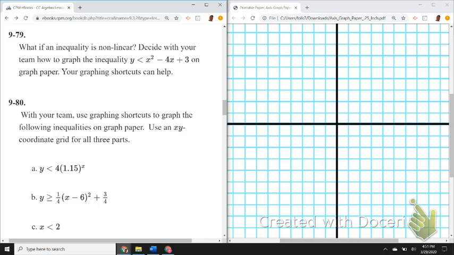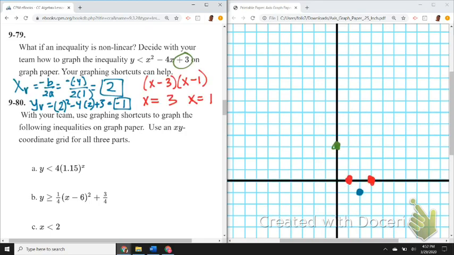9-79 says, what if this inequality is not linear, non-linear? Decide with your team how to graph the inequality on your graph paper. So your graphing shortcuts can help. All right, go ahead and pause this. When you draw the graph, it's going to be a parabola, obviously, because this is a quadratic. When you draw your graph, again, you're going to ask yourself, is this going to be a dashed parabola? And then which side of the parabola should we shade? Okay, go ahead and take a couple minutes to see what you guys come up with. Okay guys, so welcome back.